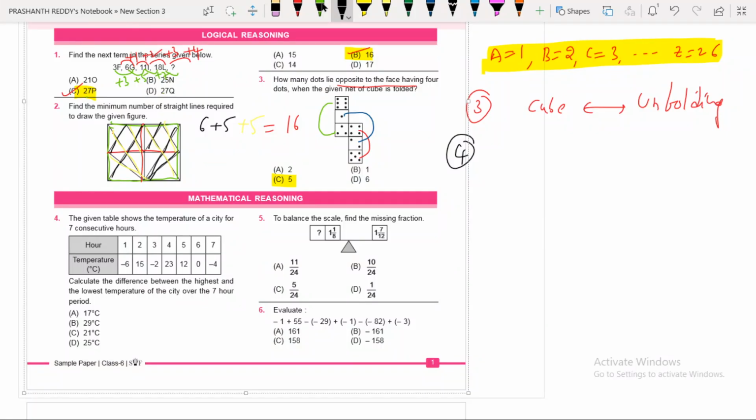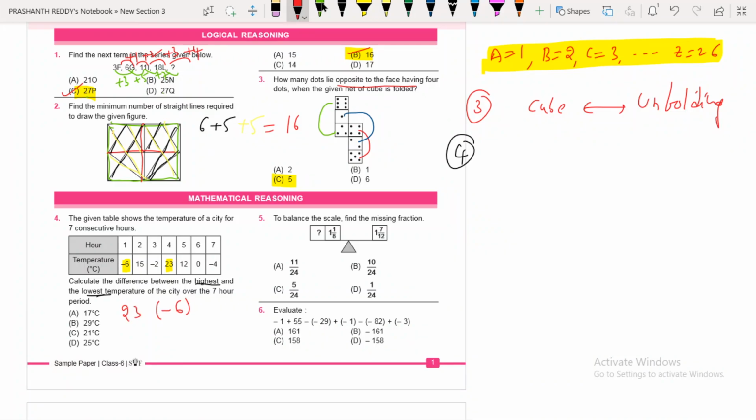Observe here, what is the question? Calculate the difference between the highest and lowest temperature. You can identify the highest temperature here, and you can identify the lowest temperature here. He asked to find out the difference between the highest and lowest temperatures. So highest is 27, lowest is minus 6.